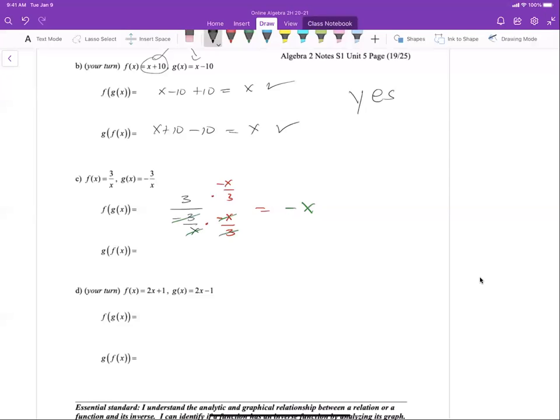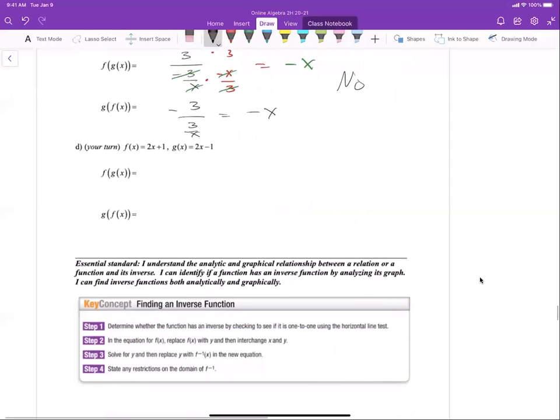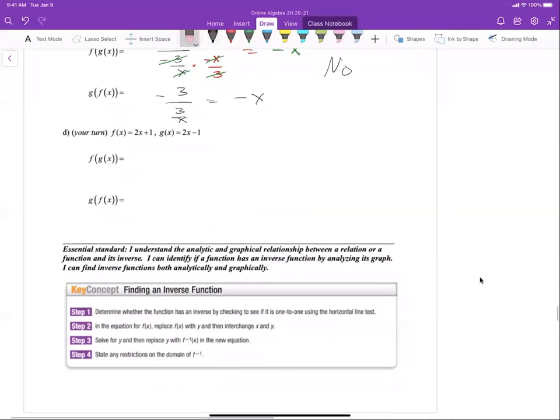Then the next one, g of f of x is equal to negative 3 over x. That is equal to, again, negative x. Okay, the answer is no. Don't be confused. Negative x and negative x, this looks like it might be an inverse function, but in reality, they don't undo themselves. I had an input of x, I need to get an output of x. I got an output of negative x. All right, try one yourself.